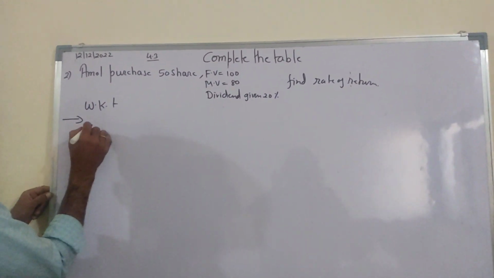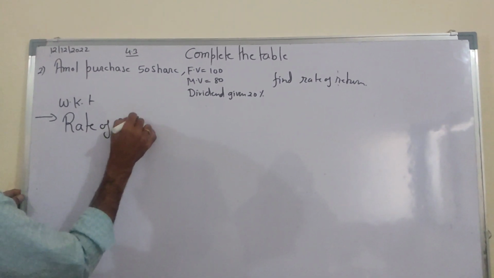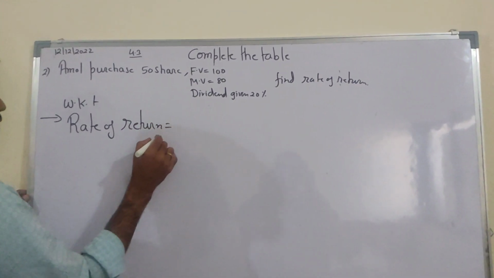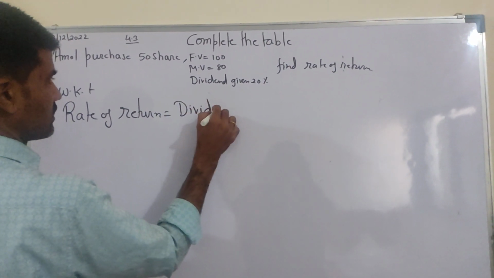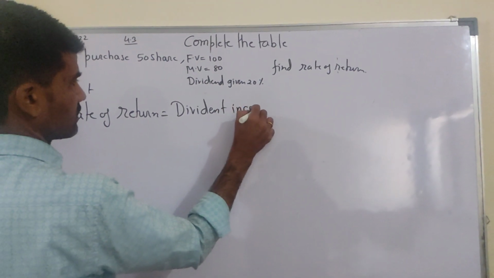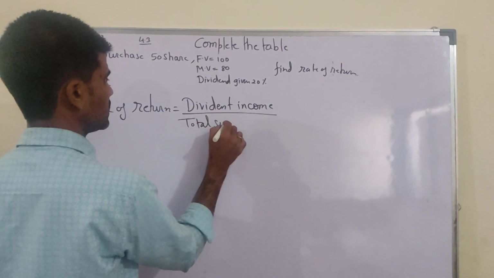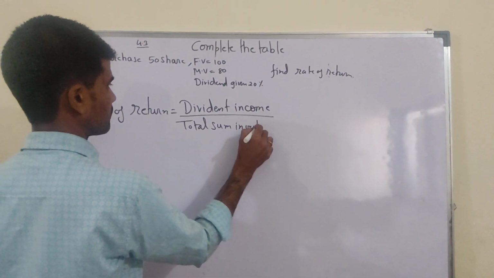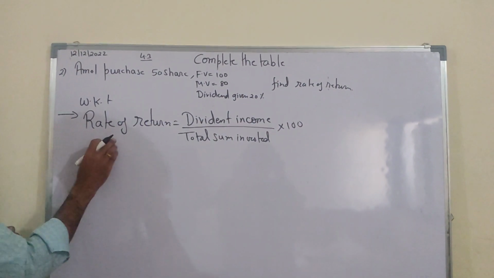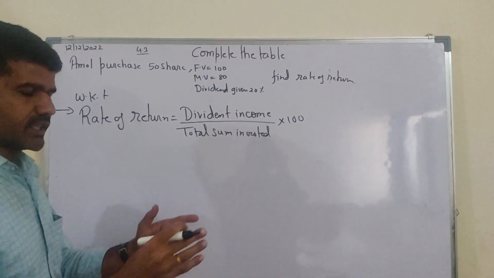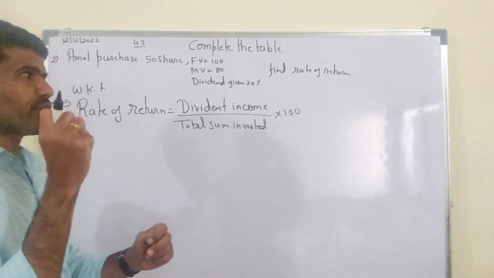We know that rate of return equals, yesterday I gave the formula, dividend income upon total sum invested, into 100. Okay. Now for the total sum invested, how much amount has Amol invested? That will be found out first.